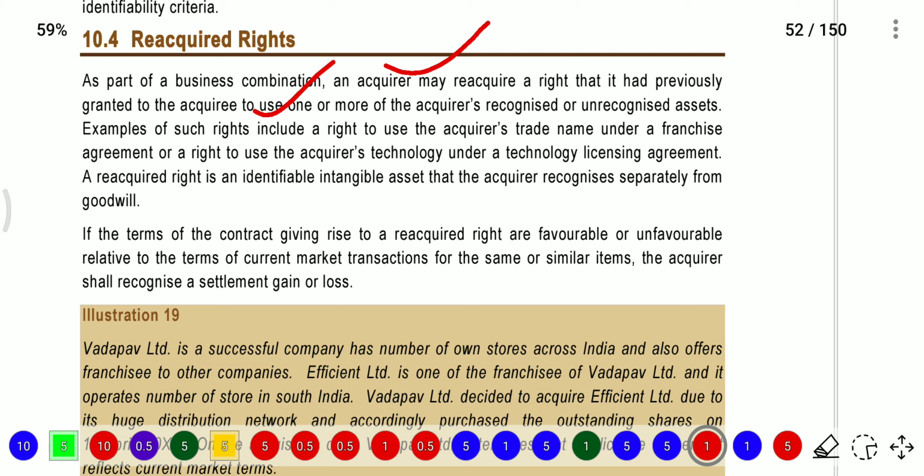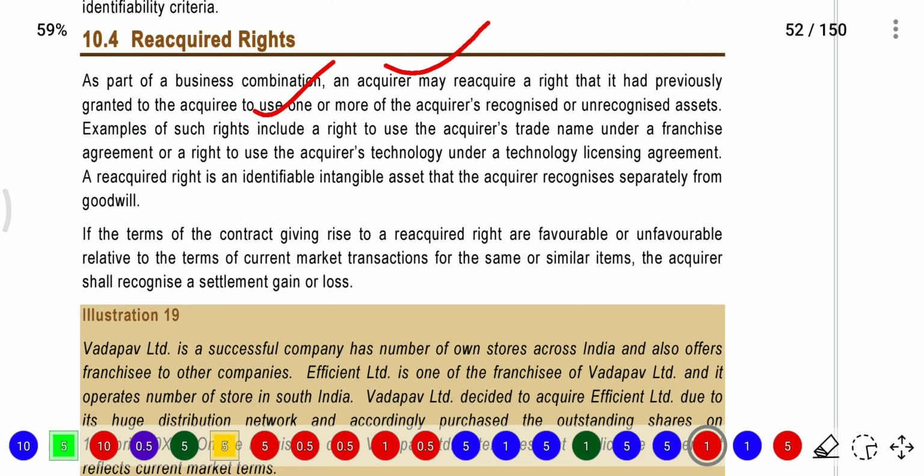They provided one example. Such a right includes a right to use the acquirer's trade name under a franchisee agreement or a right to use the acquirer's technology under a technology license agreement. Now a reacquired right is an identifiable intangible asset that the acquirer recognizes separately from the goodwill. So when a separately identifiable reacquired right is there, we need to indicate it separately. We should not add it to goodwill.